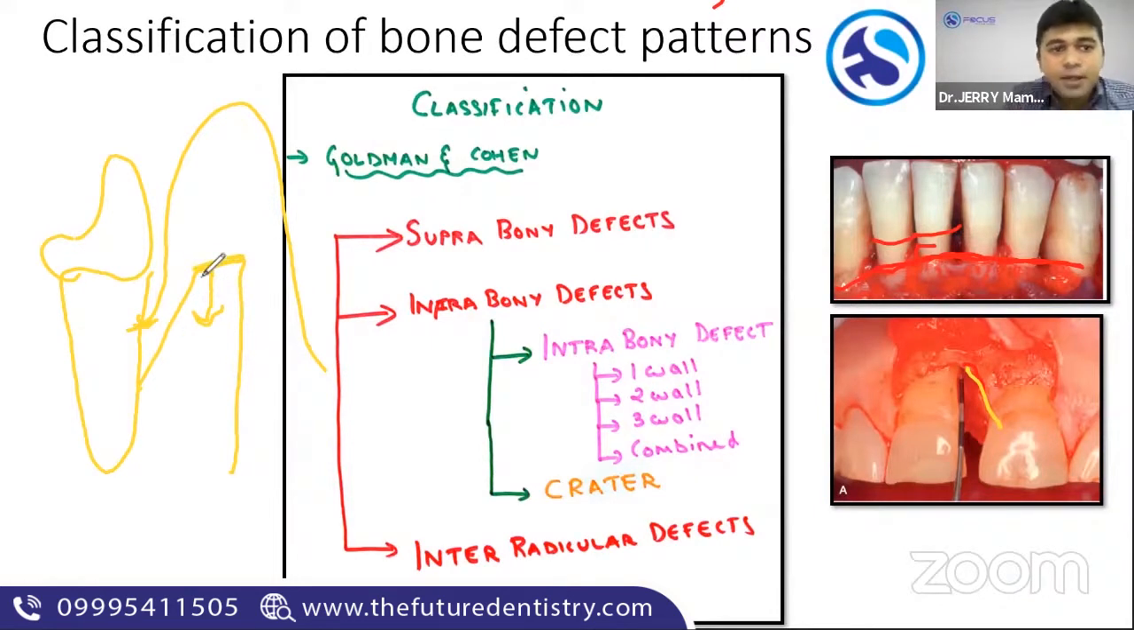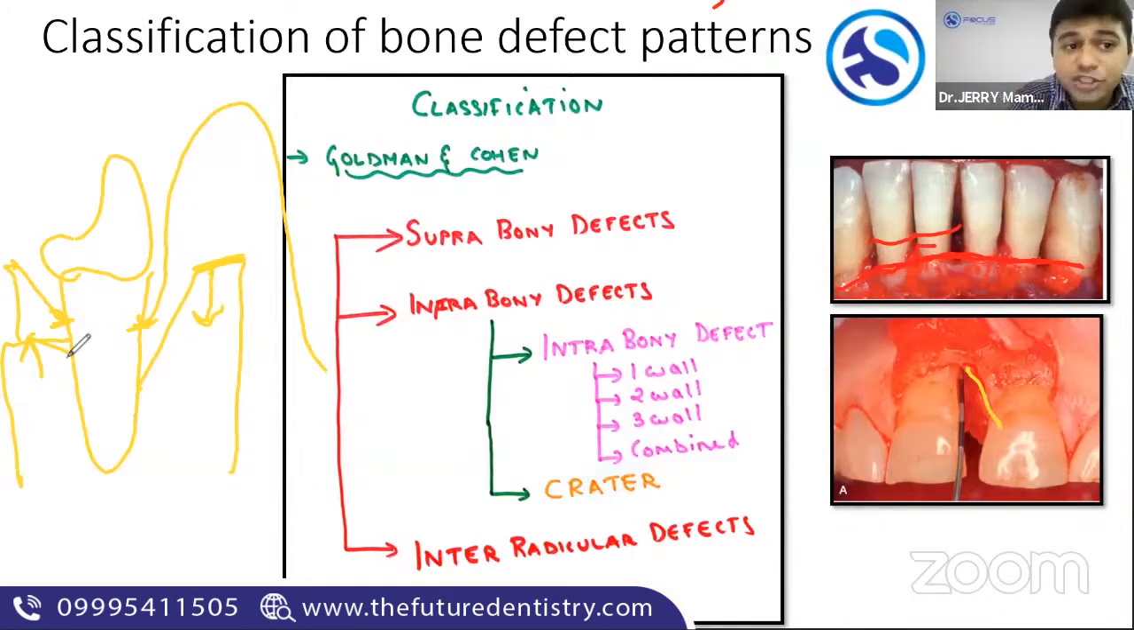The base of the pocket is apical to the crest of the alveolar bone. When we studied horizontal, what did we study? If I draw horizontal here on this side and the pocket here, the base of the pocket is coronal to the crest of the alveolar bone. Okay, that is a basic difference.